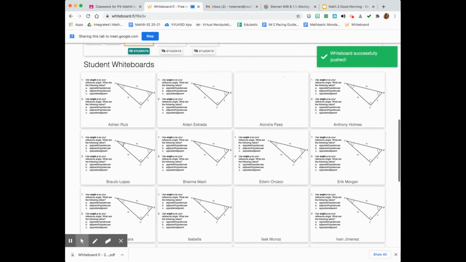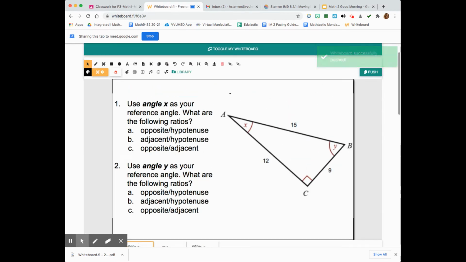Same thing as yesterday, you need to have 2 colors, and then we're going to label the hypotenuse, the opposite, and the adjacent sides. Starting with angle X, remember you want to bold your reference angle so you know which one it is. So angle X is our reference angle, so go ahead and bold that. And then we're going to label hypotenuse, opposite, and adjacent.